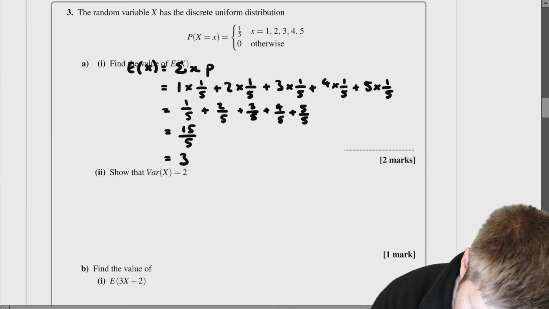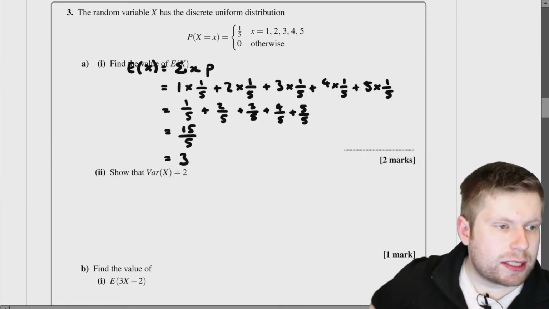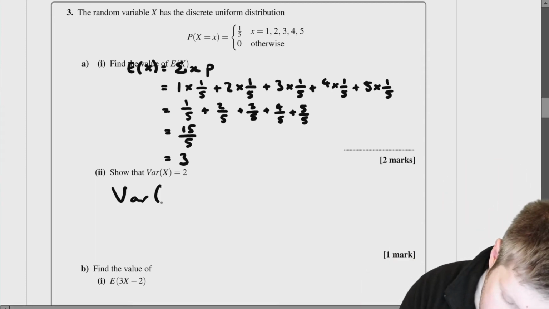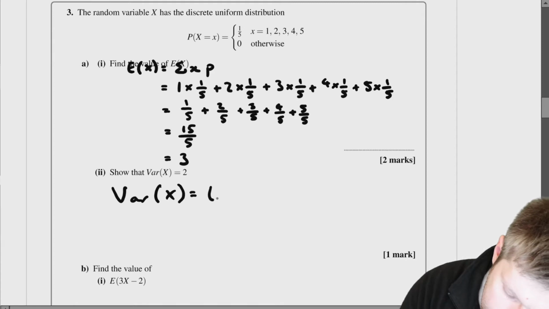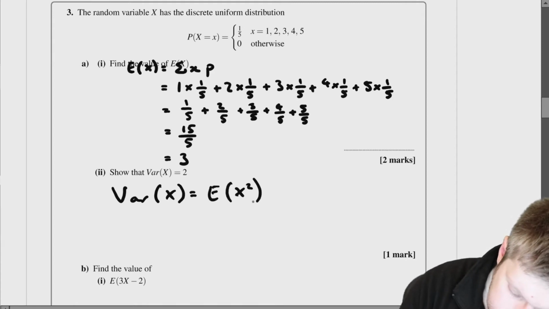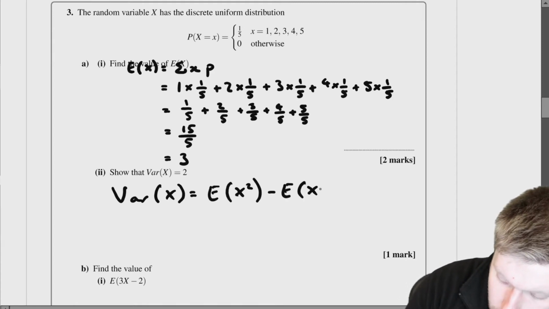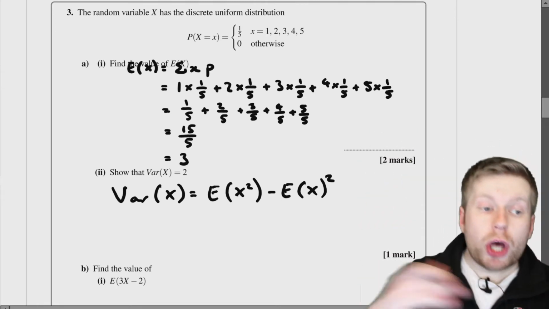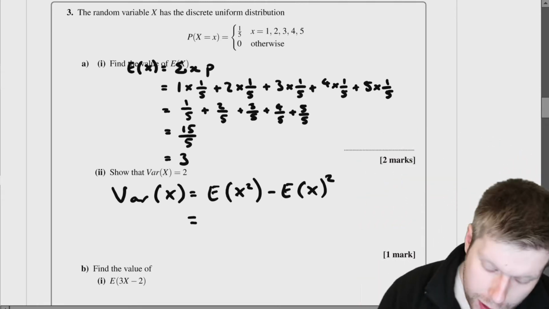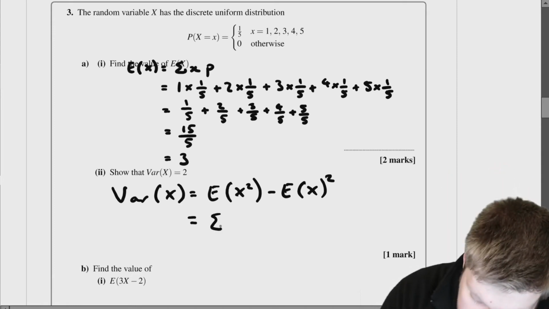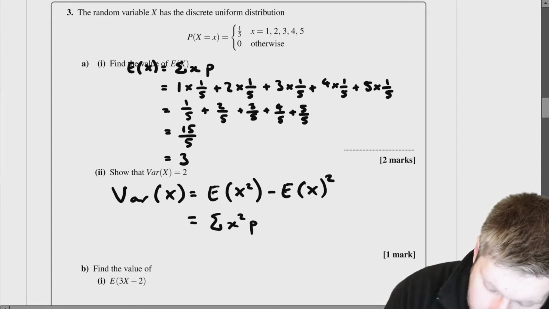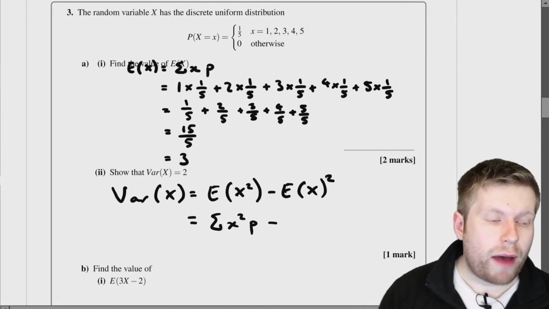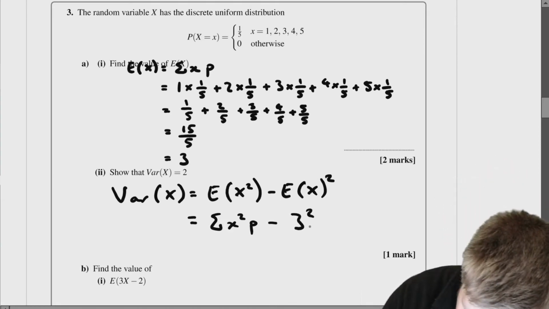All right, cool. So now we need to show that the variance of x is equal to 2. Well, I'm just going to use the variance formula. So the variance of x, remember, is just the expectation of x squared minus the expectation of x all squared. This is a much quicker formula to use than the alternative formula for variance, in my opinion. So the expectation of x squared is just the sum of each outcome squared times the associated probability, minus the expectation of x, well that's 3, and we need to square it.